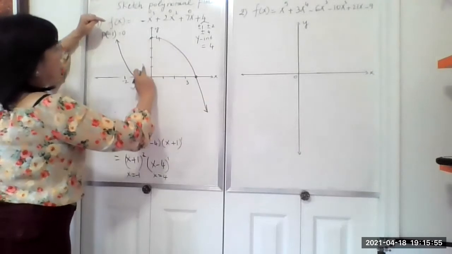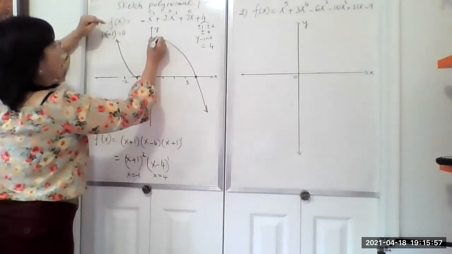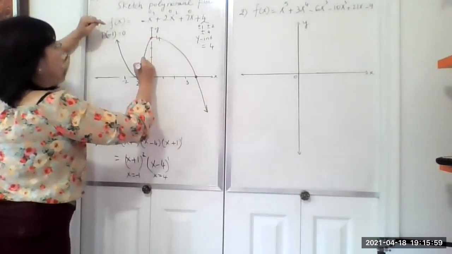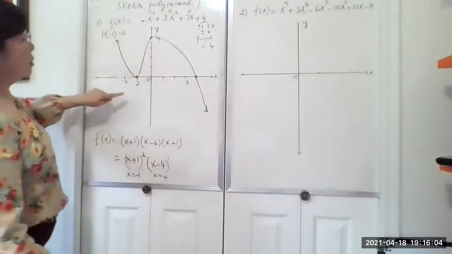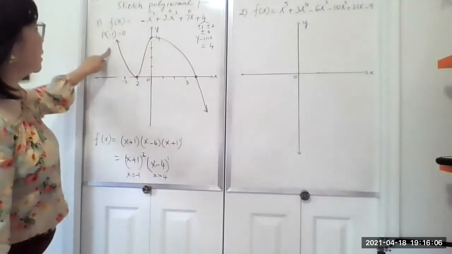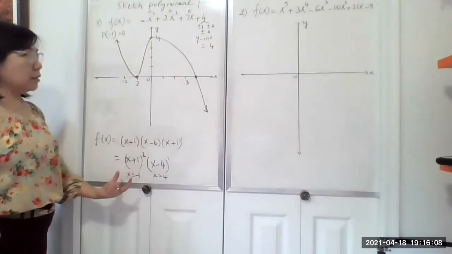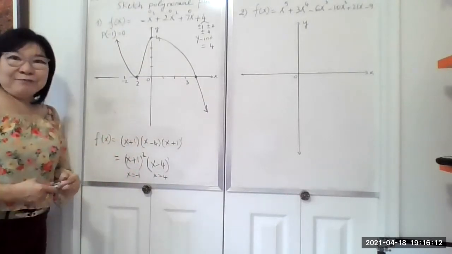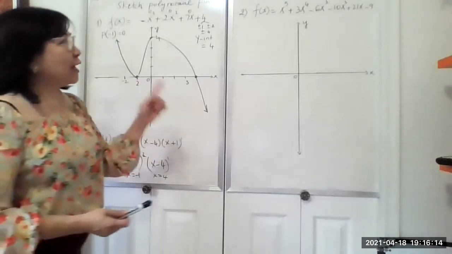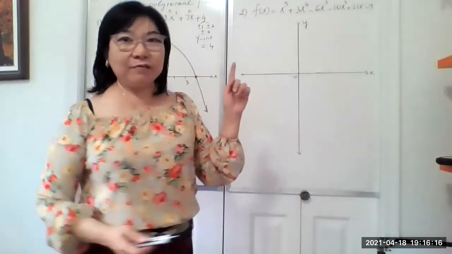We can sketch it, balance a little bit. Something like that. So that is our function for this sketching based on the factors. So we're done with the first function. Now let me show you the second function.